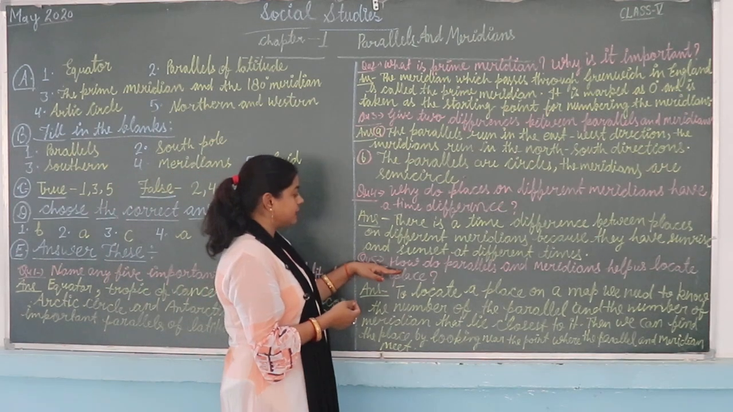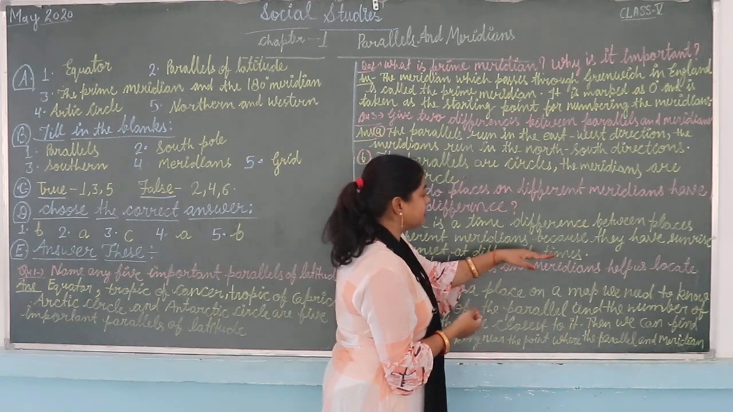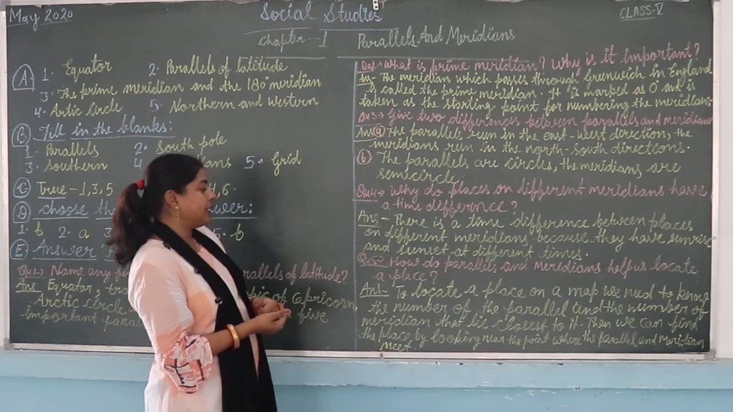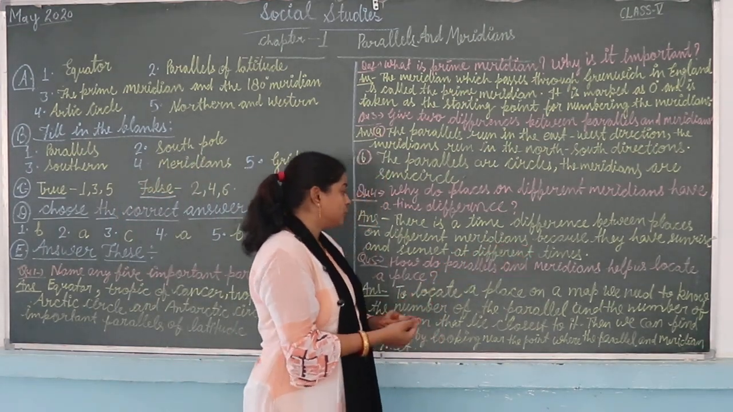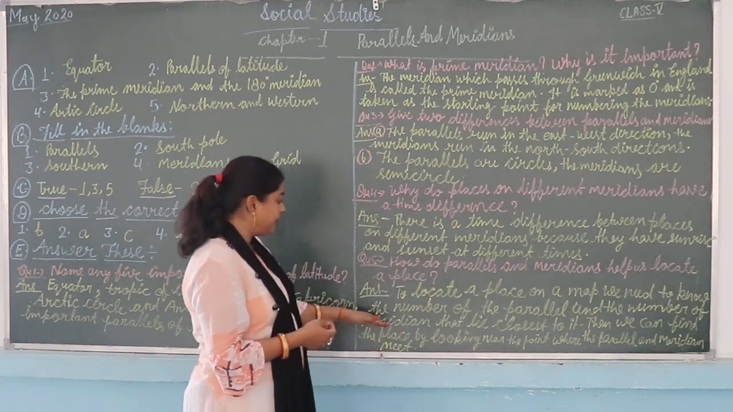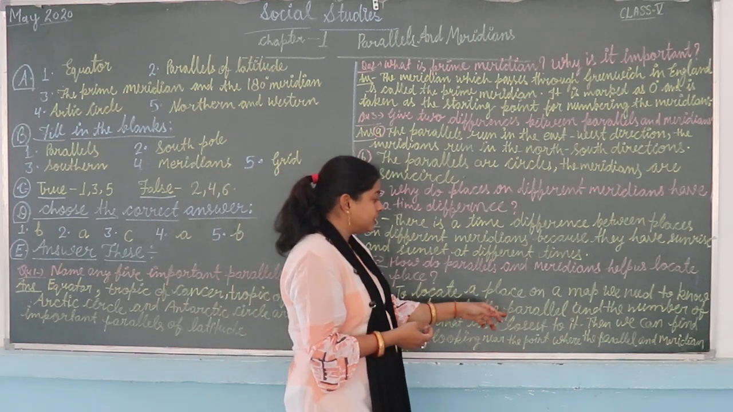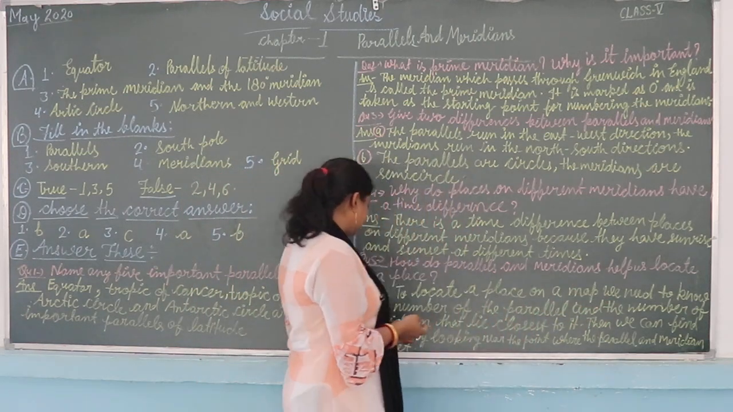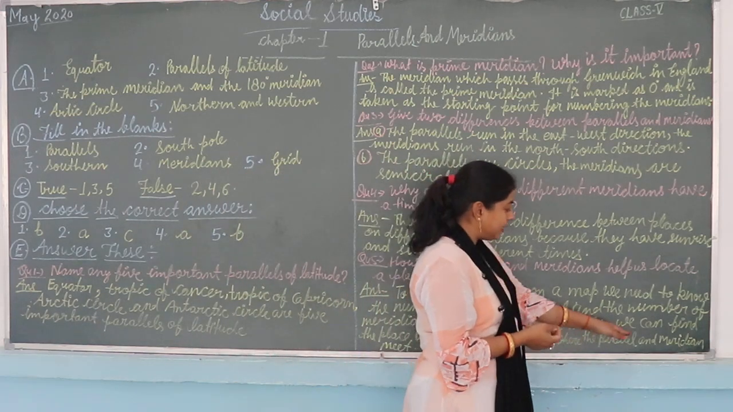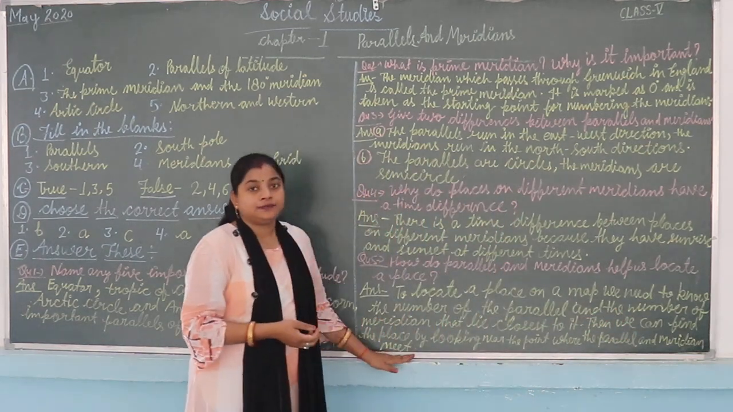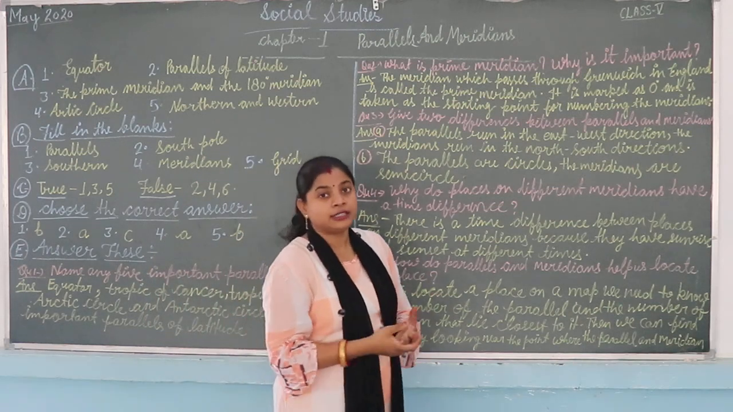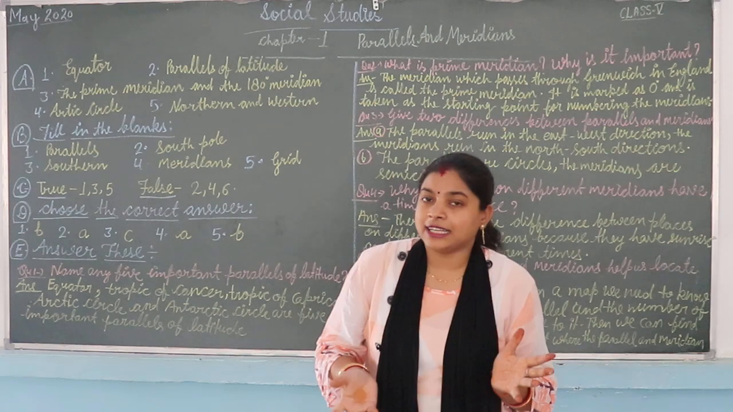Next and last question, how do parallels and meridians help us locate a place? Answer, to locate a place on a map, we need to know the number of the parallel and the number of meridian that lie closest to it. Then we can find the place by looking near the point where the parallel and the meridian meet. These all were the questions related to the chapter and your exercise has been completed.